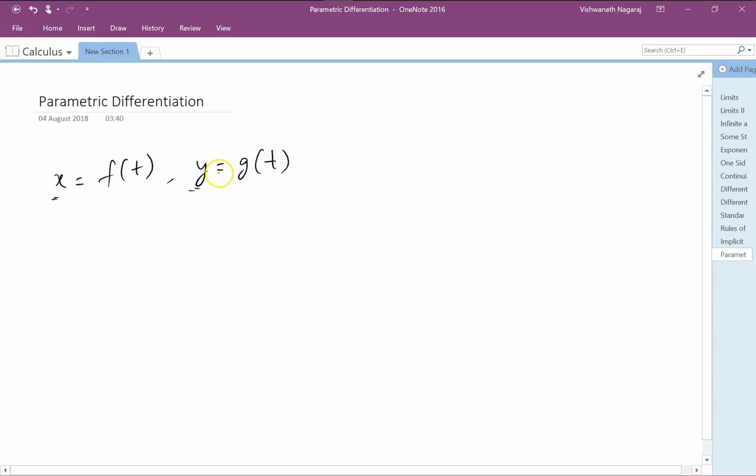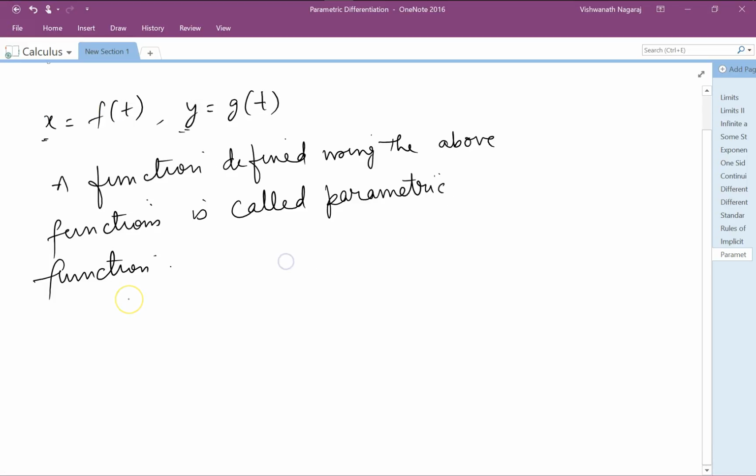Now, since they are both functions of t, there must be a relation between x and y. That means one of them must be a function of the other. So how do we write it out? A function defined using the above functions is called a parametric function.